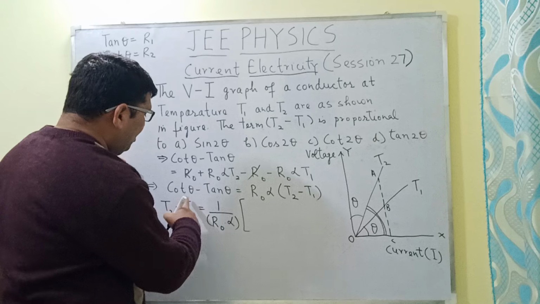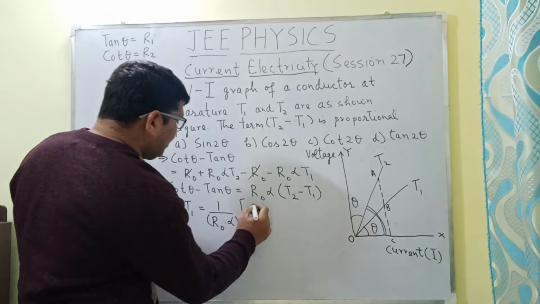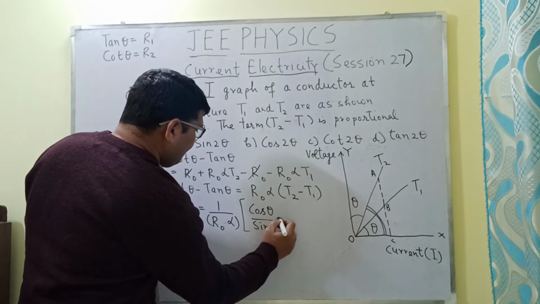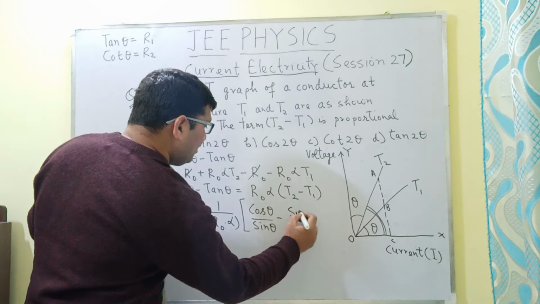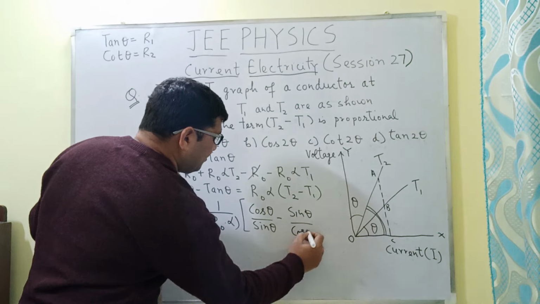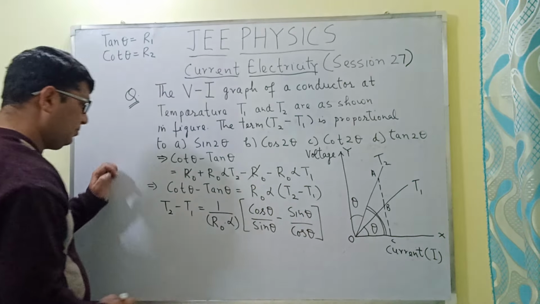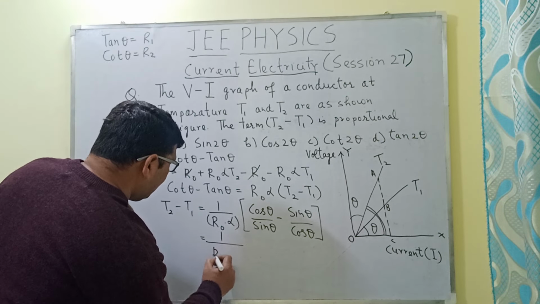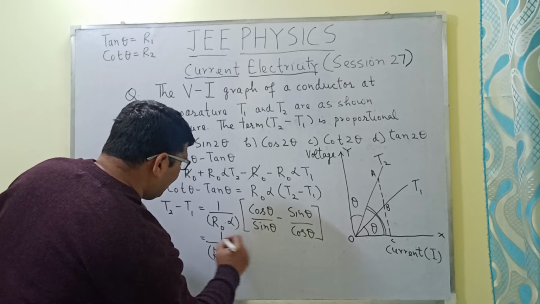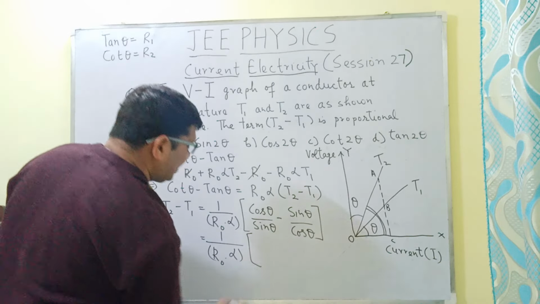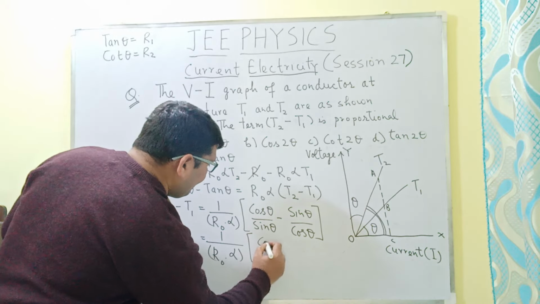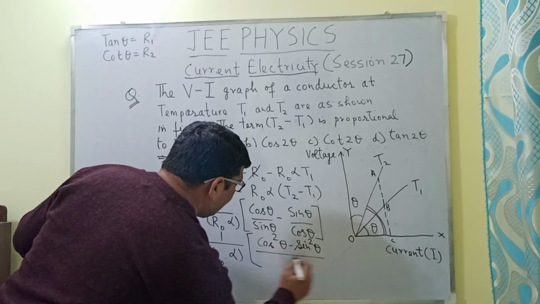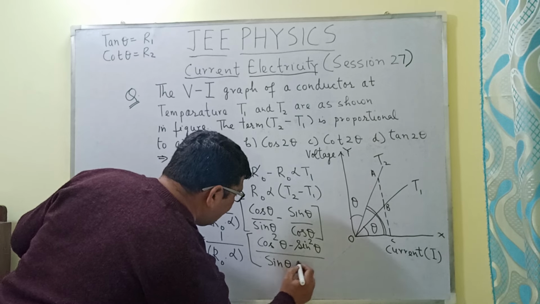Now cot is equal to cos upon sin, and tan is equal to sin upon cos. So cos theta upon sin theta minus sin theta upon cos theta. So it implies that T2 minus T1 will be equal to 1 divided by R naught alpha, and this will be equal to cos square theta minus sin square theta divided by sin theta cos theta.